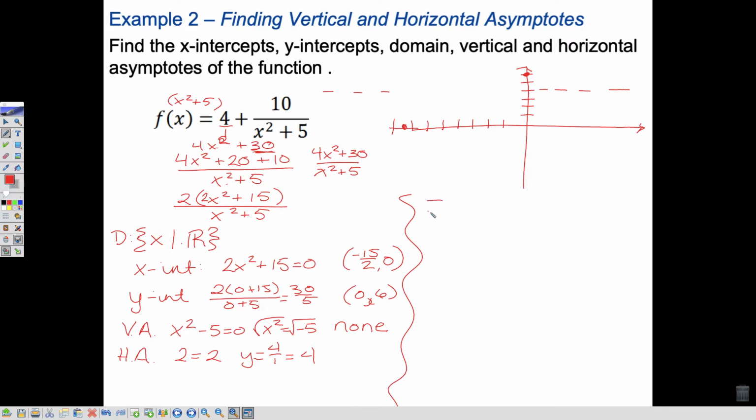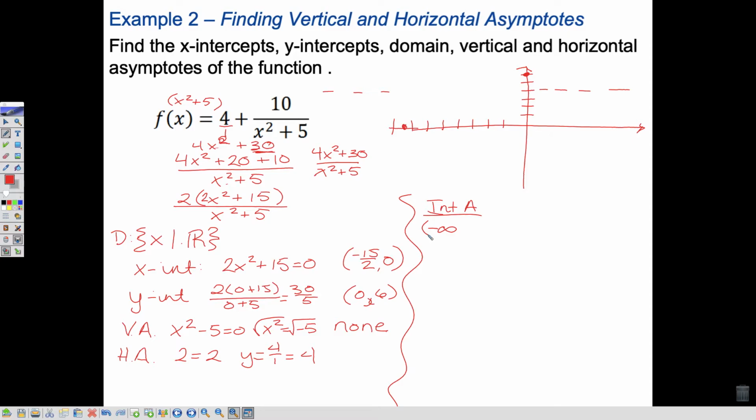Int A, right? What's int A? Interval analysis. So always start where? Negative infinity. What two things make intervals? X-intercepts and vertical asymptotes. So you're hitting it once.